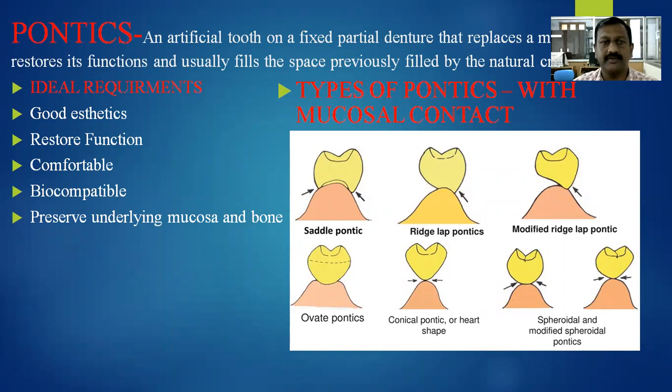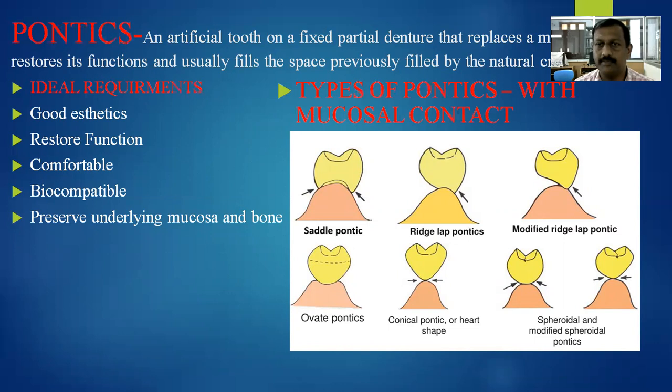Next is the pontic. This is where the tooth is missing, the edentulous area where we are going to replace the tooth, and it is known as the pontic. So what are the ideal requirements? It should give good aesthetics, restore function, and be comfortable to the patient. The material should be biocompatible, and it should preserve the underlying mucosa and bone.